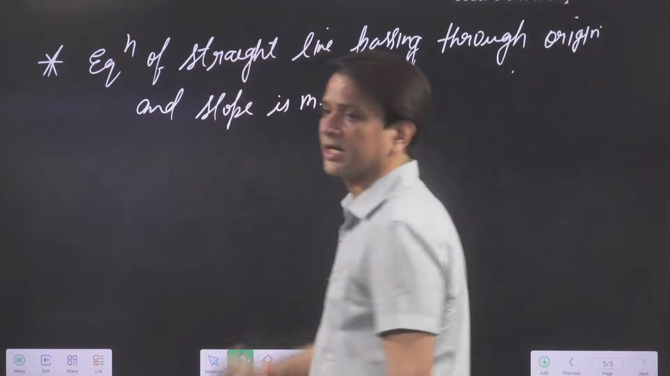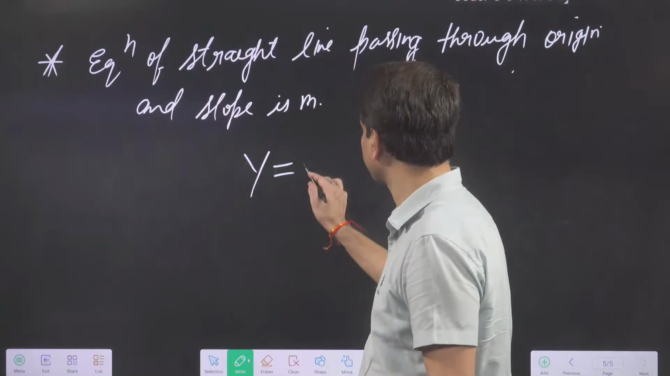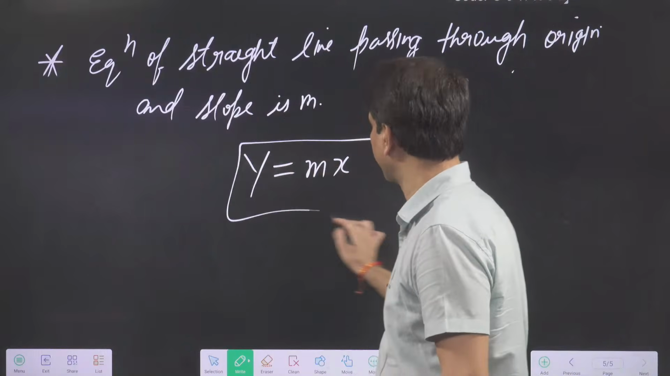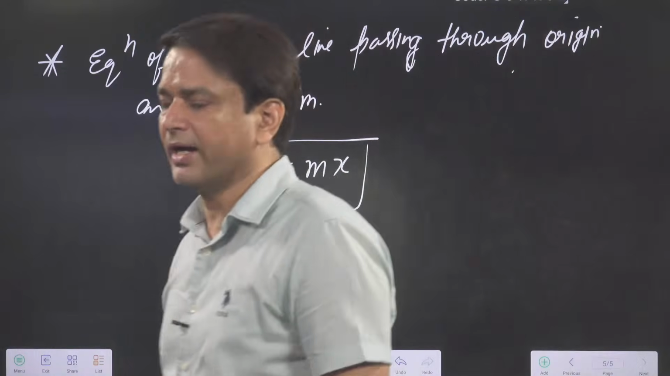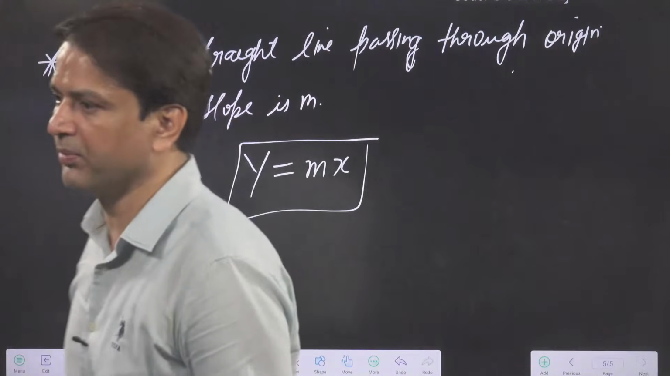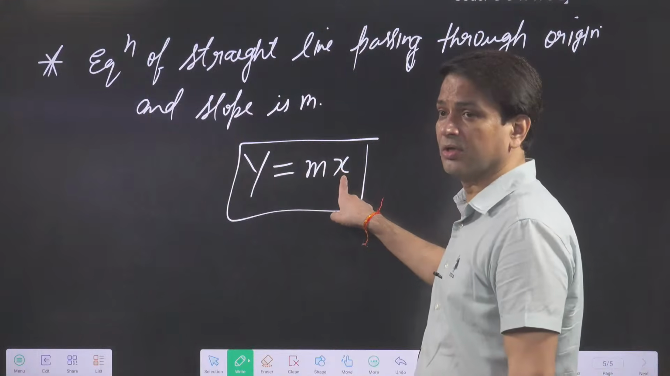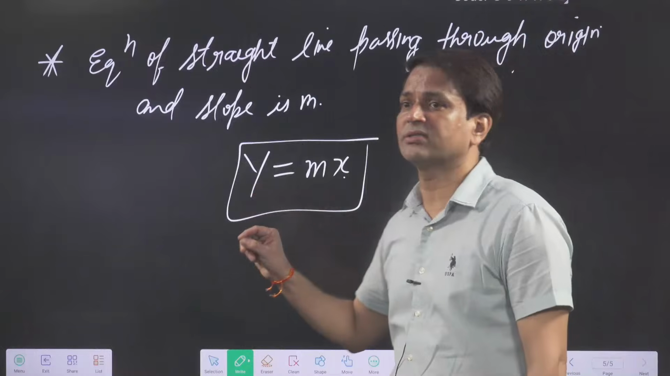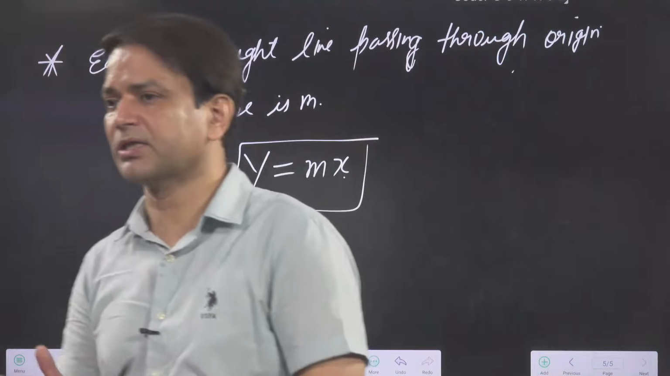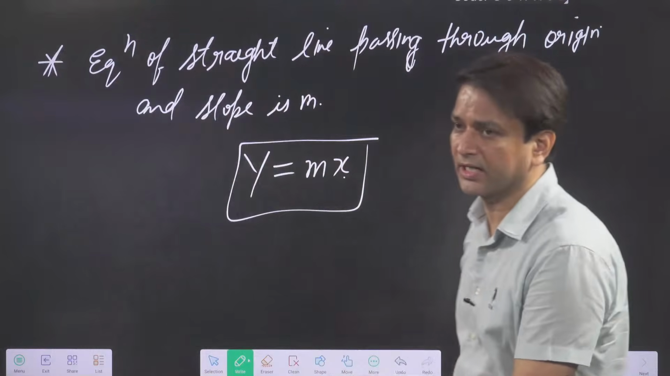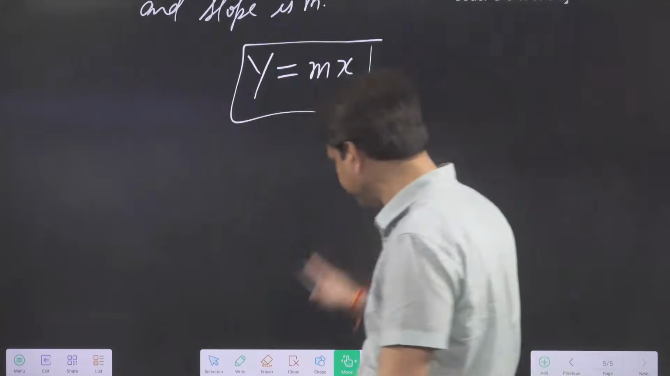Then you directly learn this relation. Line is passing through origin and slope is m. So what is the equation we can write? y = mx. So y = mx is the straight line that is passing through origin, and the slope of the line is m. You can also check: if you put x = 0, then y is 0. It means this line is passing through (0, 0). So the equation of a straight line passing through origin with slope m is y = mx. This one equation you have to remember.